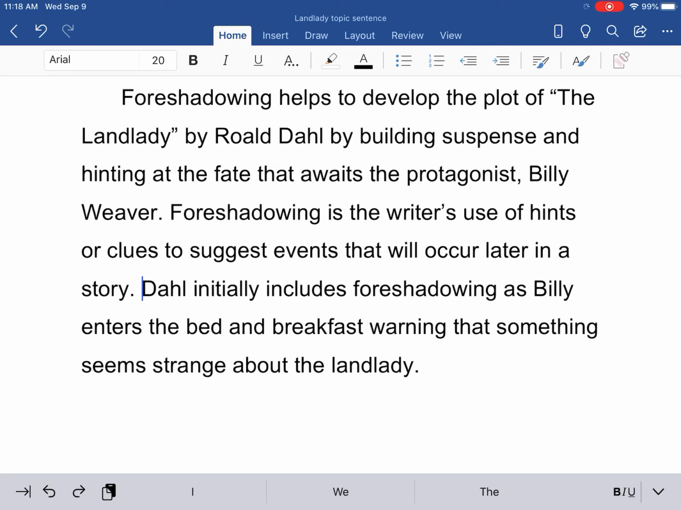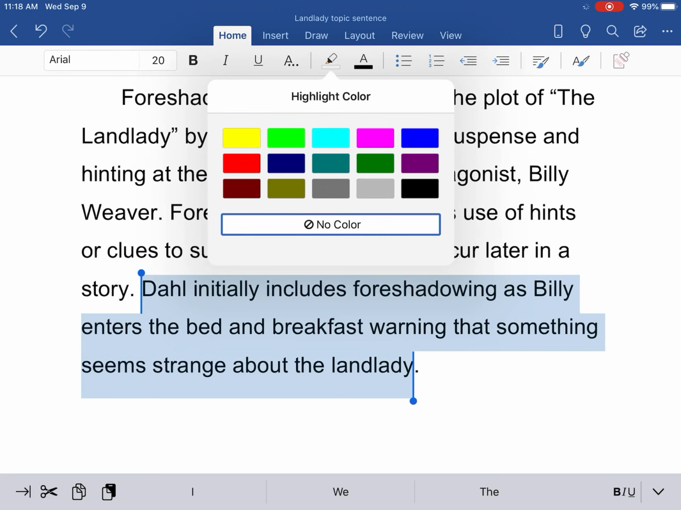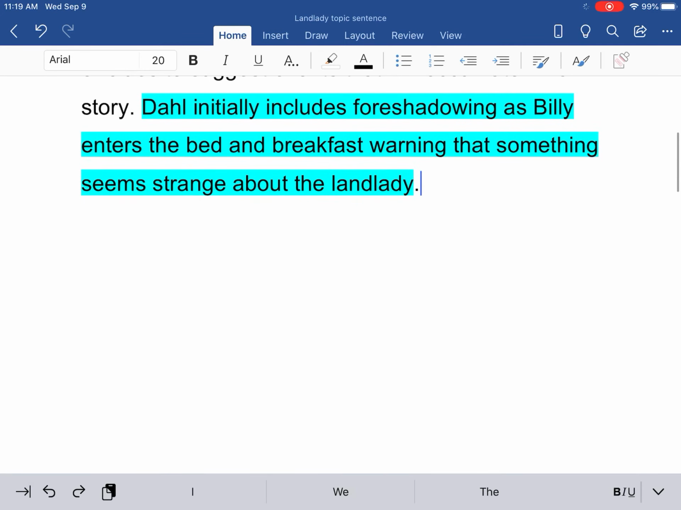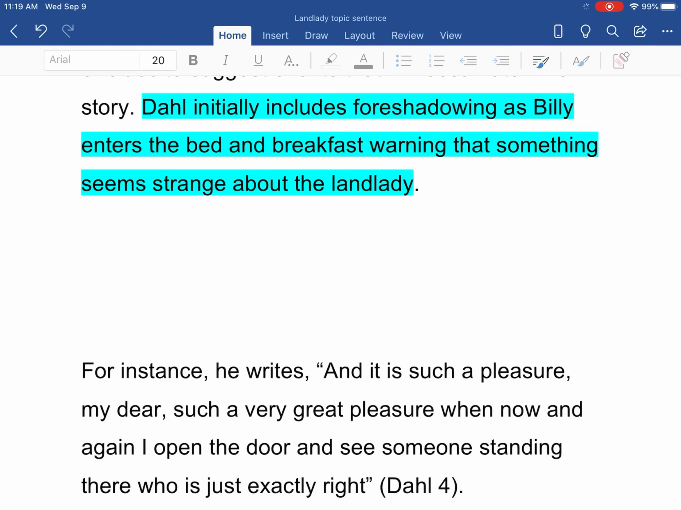Dahl initially includes foreshadowing as Billy enters the bed and breakfast, warning that something seems strange about the landlady. That's my point number one. And for the sake of today, I'm going to highlight that so that we can continue to explore that. That's point number one. Now I need my proof. I need my textual evidence. So I have to prove that Dahl actually did this. And here it is.